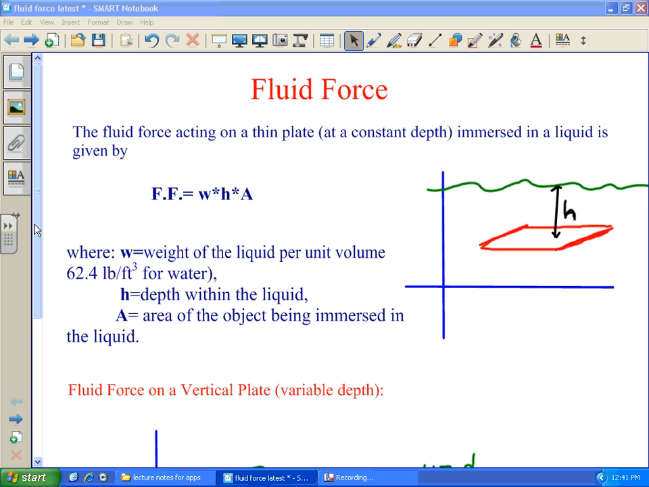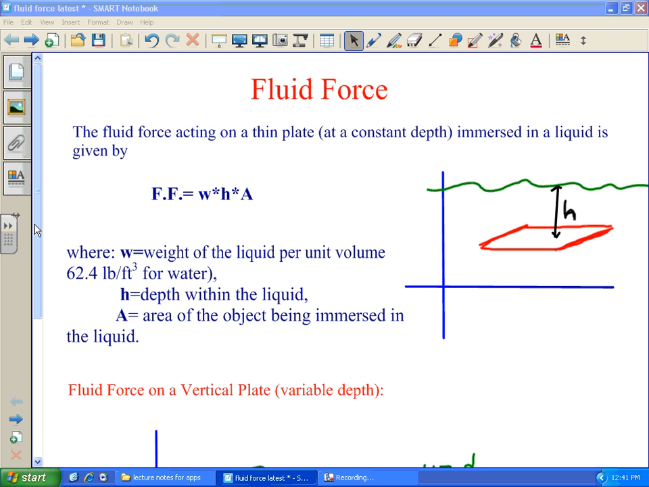And also the third quantity that fluid force varies directly with is the area. The larger the surface area, the more fluid force will be felt upon that object. So that's why fluid force has a very simple equation. As long as you have a constant depth, it's WHA: the weight of the liquid, the depth, and the area. The bigger the area, the more force will be felt upon that area. So let's take a look at a simple example.